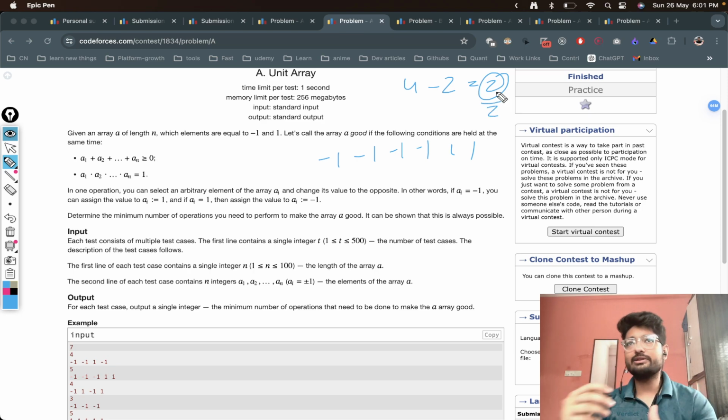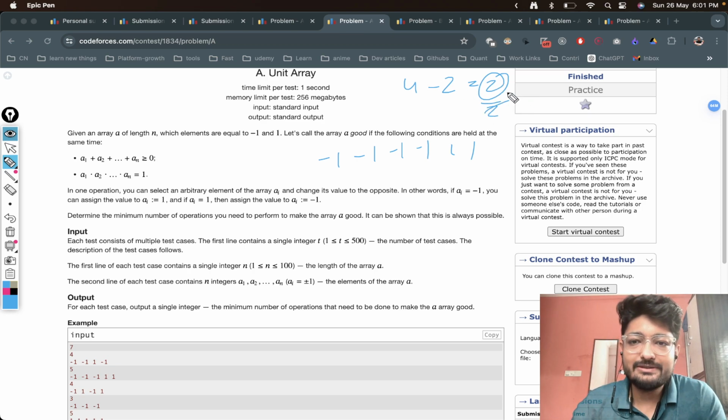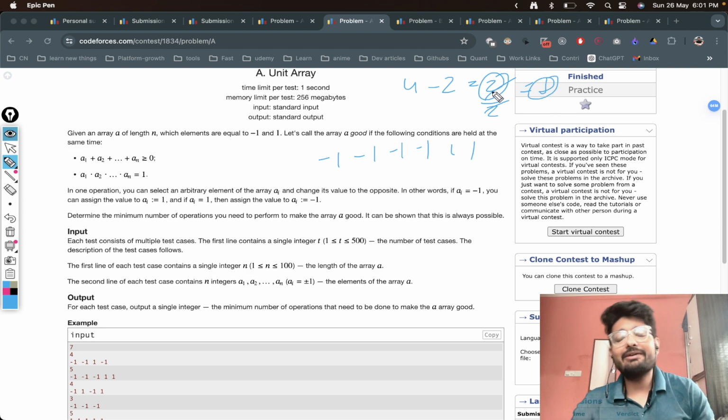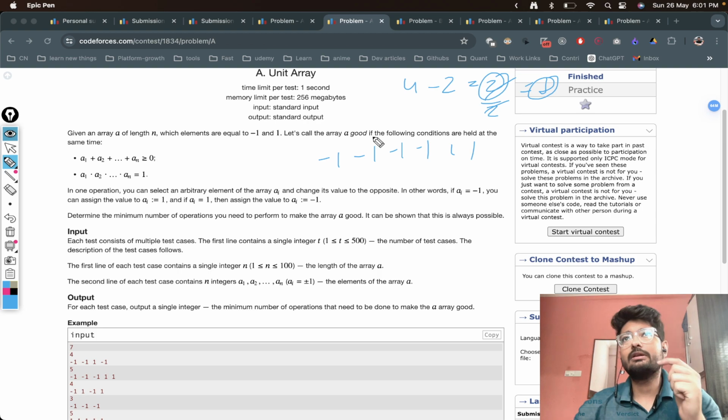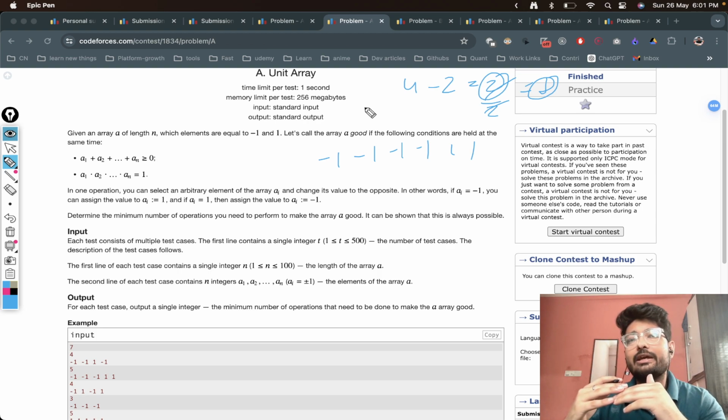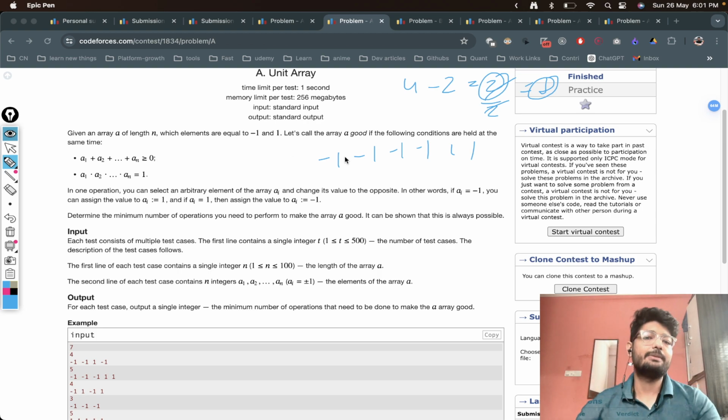So to get a two as a difference, I will divide it by two, which means that I have to just flip one. Why divide by two? Because for every flip of 1, the count will increment by 2. If I flip 1, then the count will increment 2.